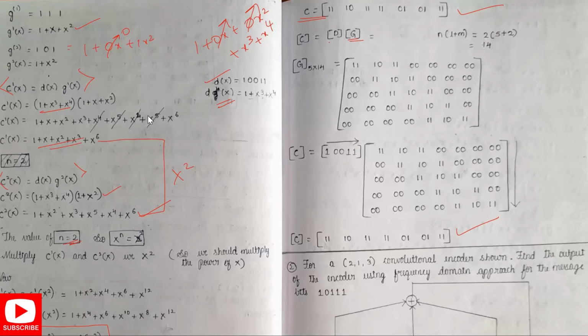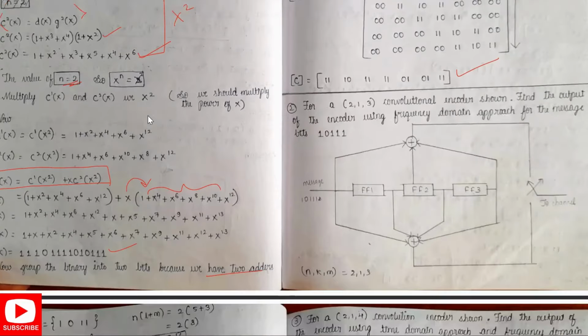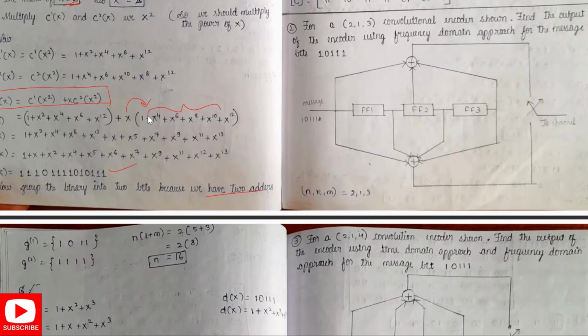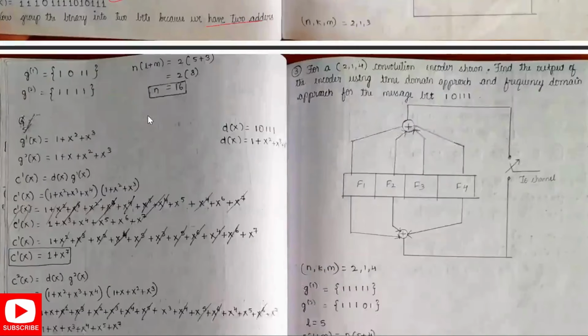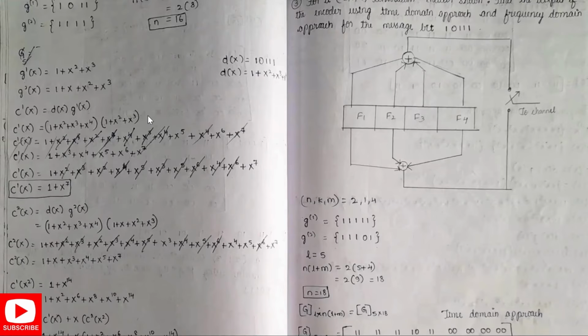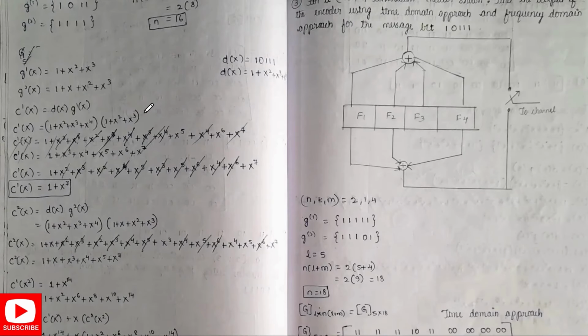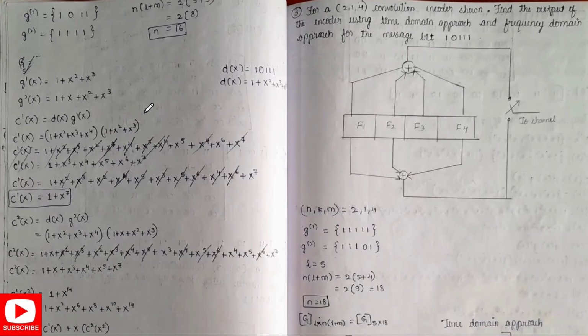Another problem we are having is 2 comma 1 comma 3. You need to solve it using the frequency domain approach. What is my G1? It is 1 0 1 1, and G2 is 1 1 1 1. Using that, you will find c1 of x and c2 of x, and finally c of x. Using the frequency domain, you can verify it against the time domain. The next one is 2 comma 1 comma 4.